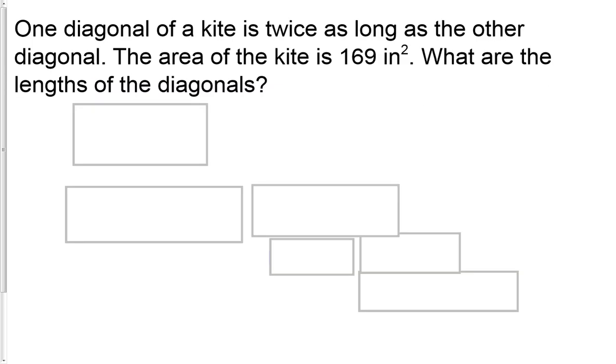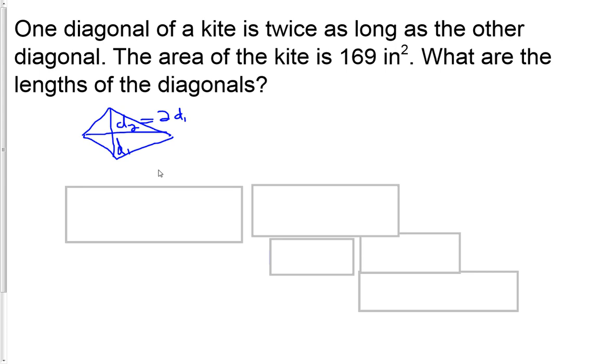Next, word problems. One diagonal of a kite is twice as long as the other diagonal. The area of the kite is 169 inches. What are the lengths of the diagonals? Right, so what's your area formula? Area is half diagonal 1 times diagonal 2, and it also helps to draw a picture.